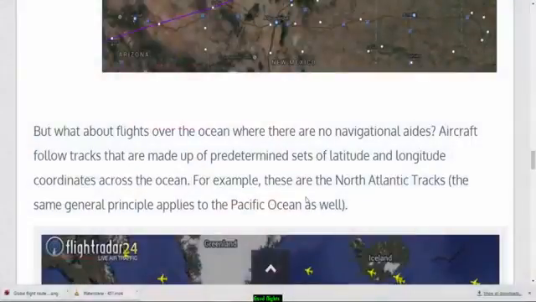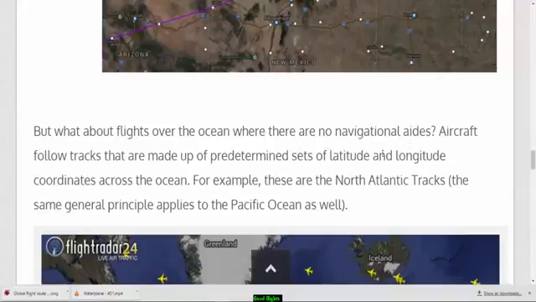$9 billion, and they can't track it over the Indian Ocean. $9 billion of taxpayers' money, and NASA can't pay the internet bill. Well, if NASA cannot track $9 billion of taxpayer money, don't think for a second anything's tracking planes over water either. But what about flights over the ocean where there are no navigational aids?